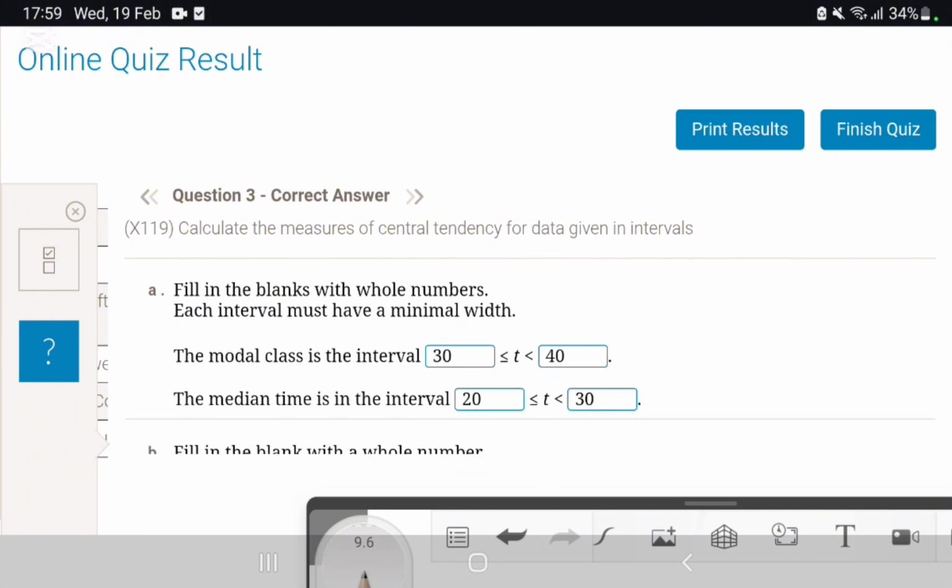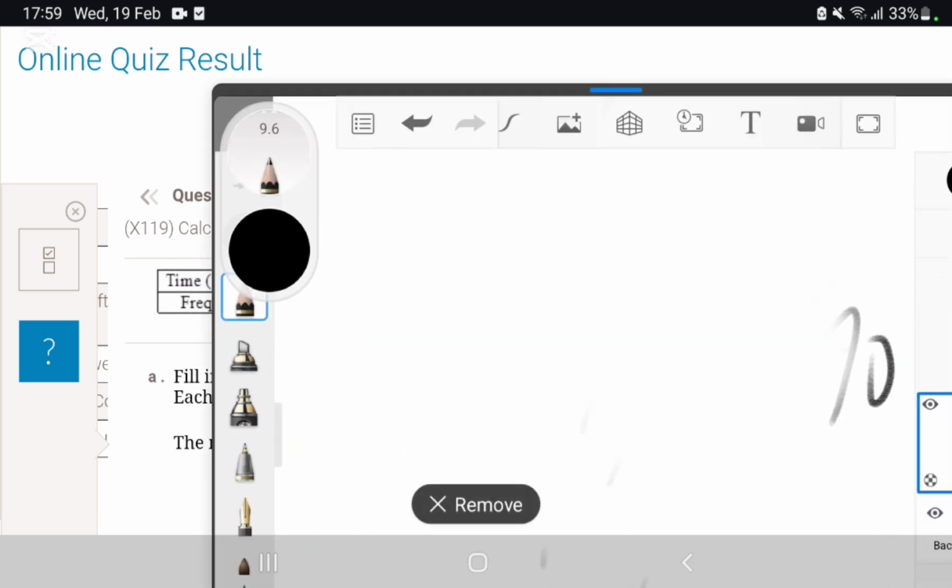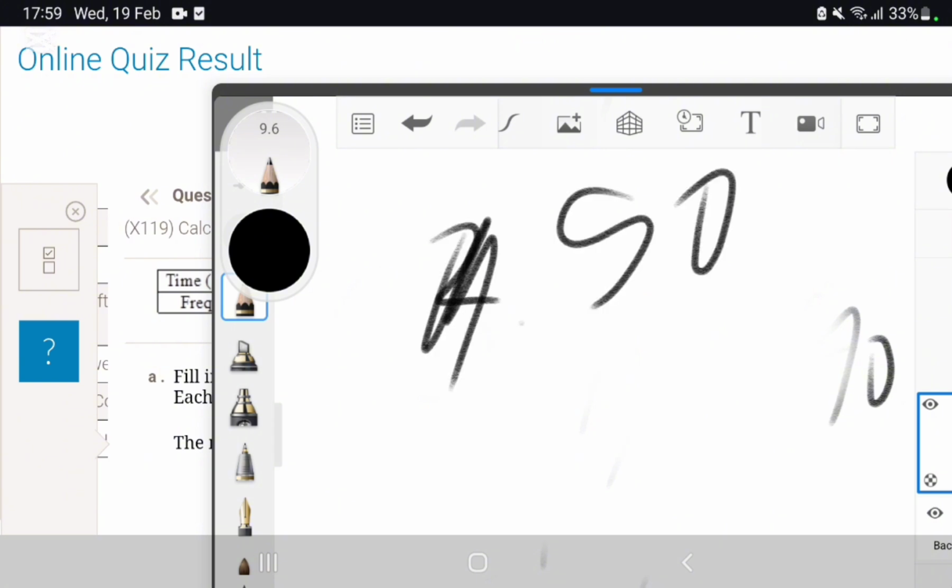The median time is in the interval. To find in which interval the median time is, we're going to have to do the total frequency divided by 2, which is 50 over 2, which is equal to 25.